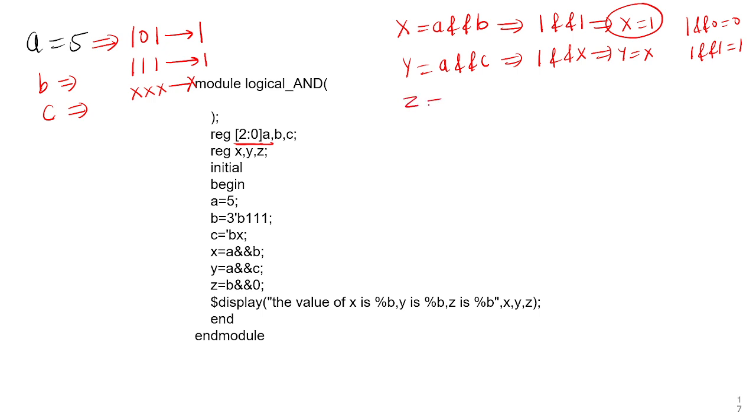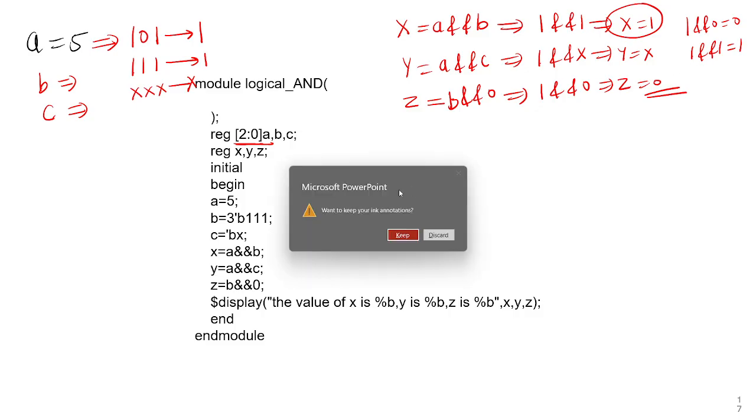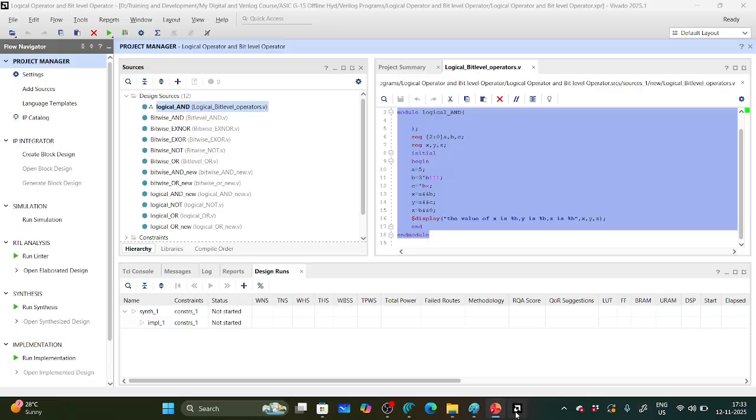And z equal to what, b is 1, so 1 logical AND of 0. This is z equal to 0. So this we will see in the Xilinx Vivado, whether I am getting the same outputs or not.